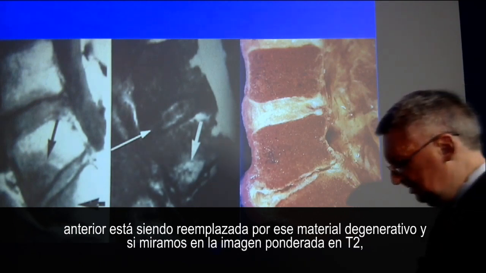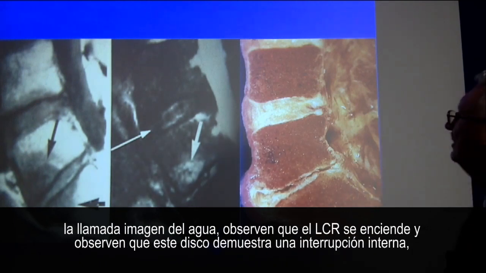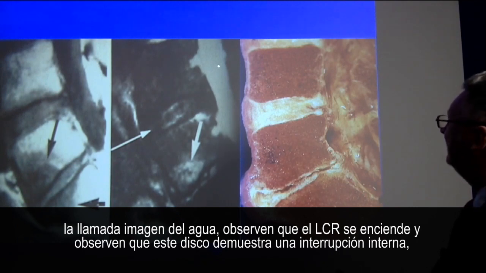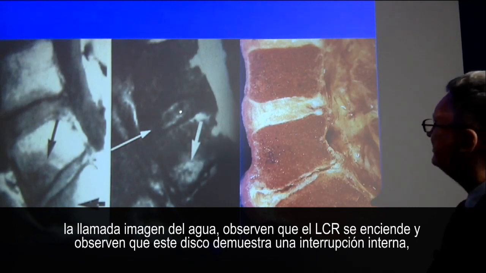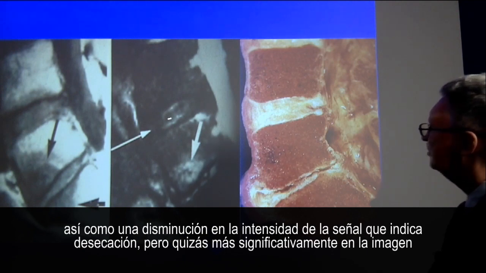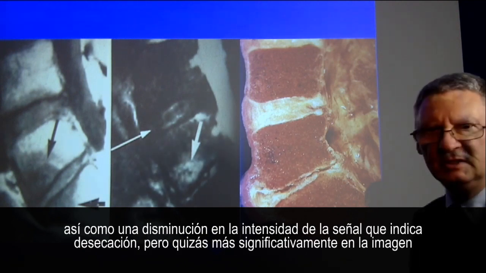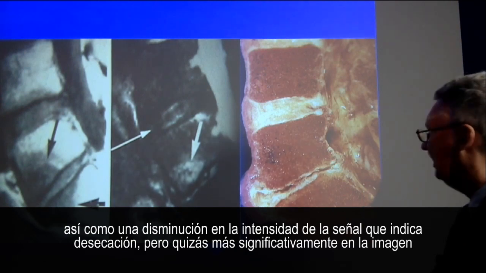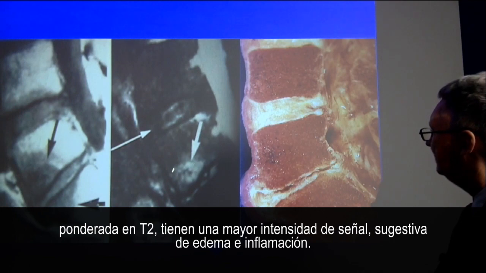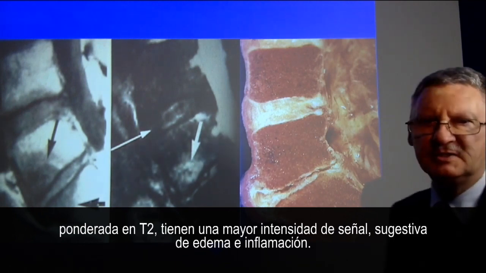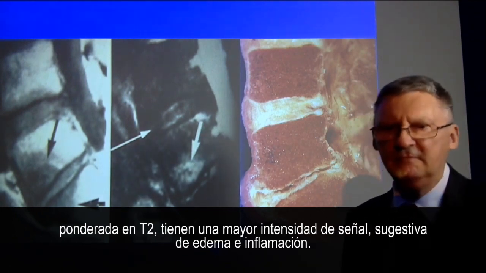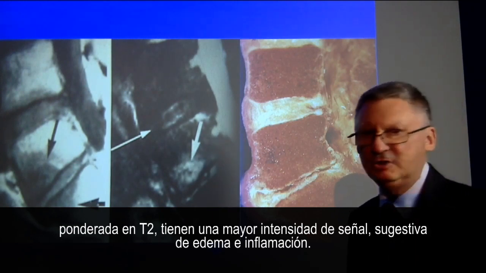And if we look at a T2 weighted image, the so-called water image, notice that CSF lights up, and notice that this disc demonstrates internal disruption as well as decrease in signal intensity, indicating desiccation or drying out. But perhaps more significantly, on the T2 weighted image, we have increased signal intensity suggestive of edema and inflammation.